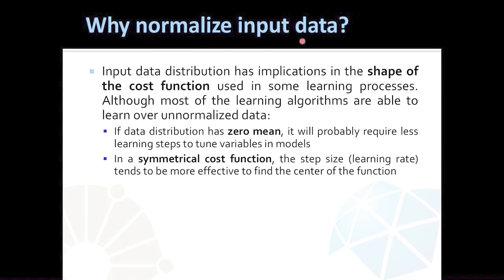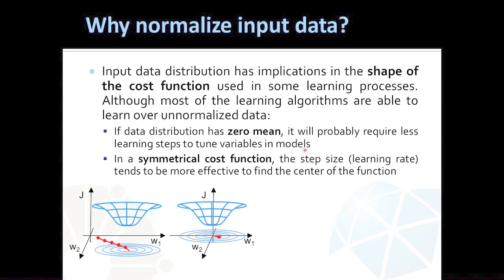And why should we normalize the input data? Input data distribution has implications in the shape of the cost function used in some learning process. We will better discuss the cost functions further. Although most of the learning algorithms are able to learn over unnormalized data, we have 2 points to remark. First, if data distribution has 0 mean, it will probably require less learning steps to tune variables in models. So, in this example, starting from some random point that is not too far from the origin, the number of steps tend to be smaller if the cost function is close to the origin.